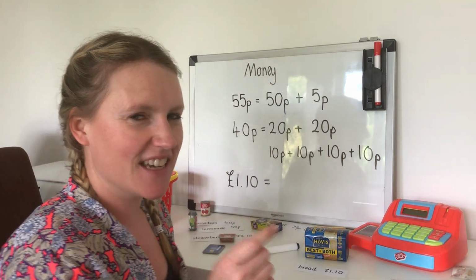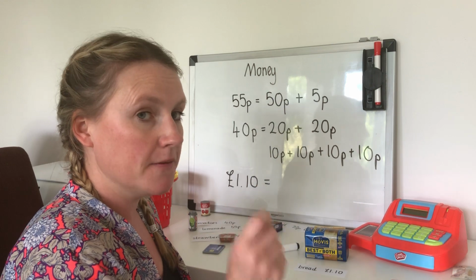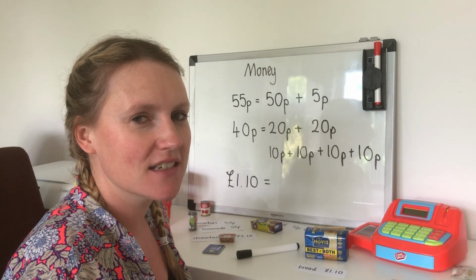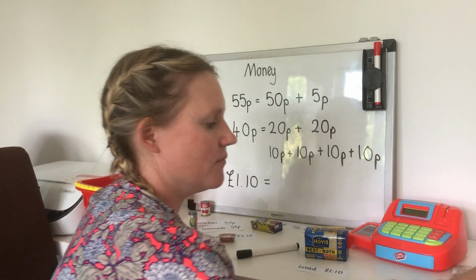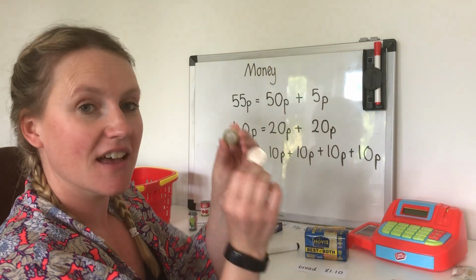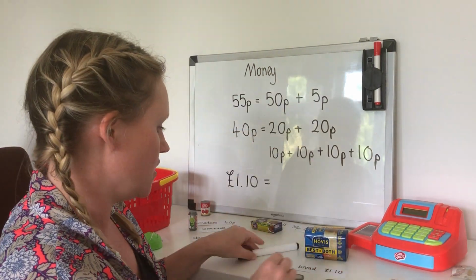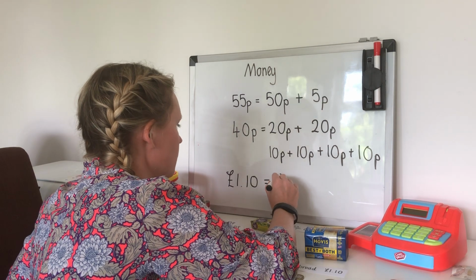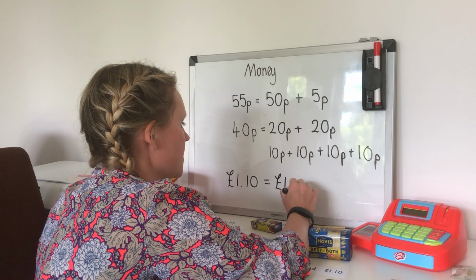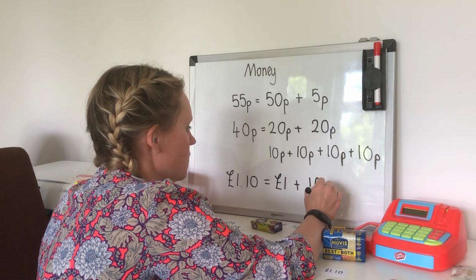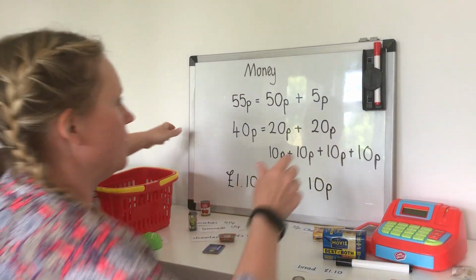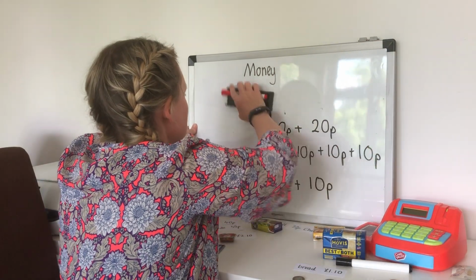Now, when I say it, I'm giving you a clue. Listen, £1 10p. What's the 2 coins I need? That's right, £1 and 10p. And that would buy me the loaf of bread. So I'm going to write £1, and this is how I would write £1. Add 10p. Fantastic. Now, if you've got to the end of your board like I have, you might need to rub it.